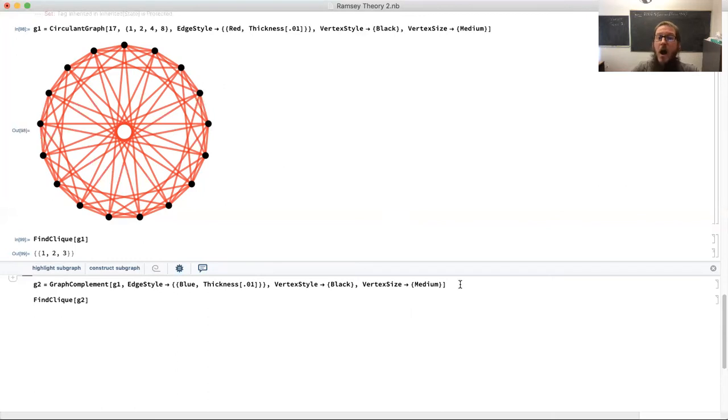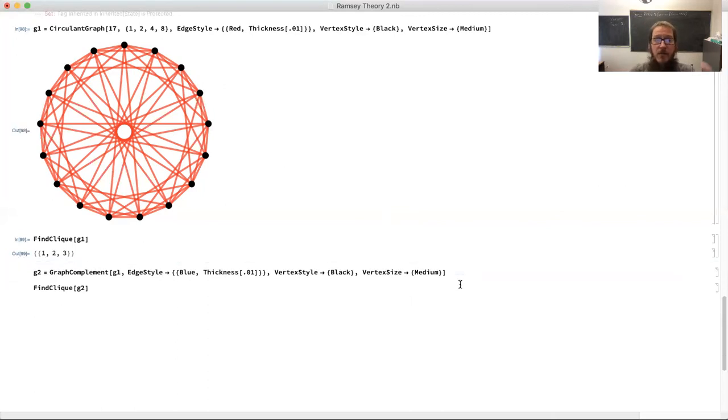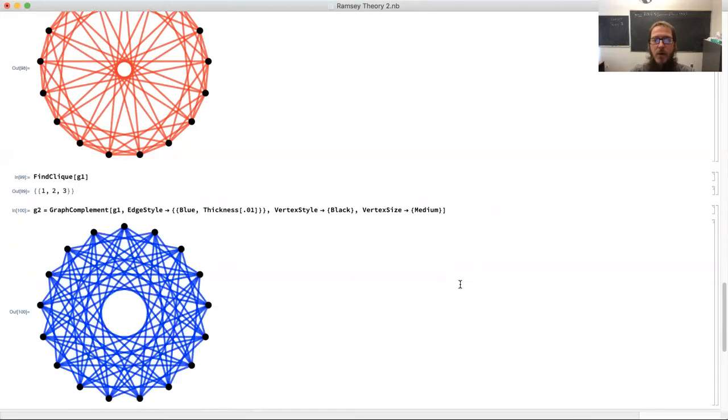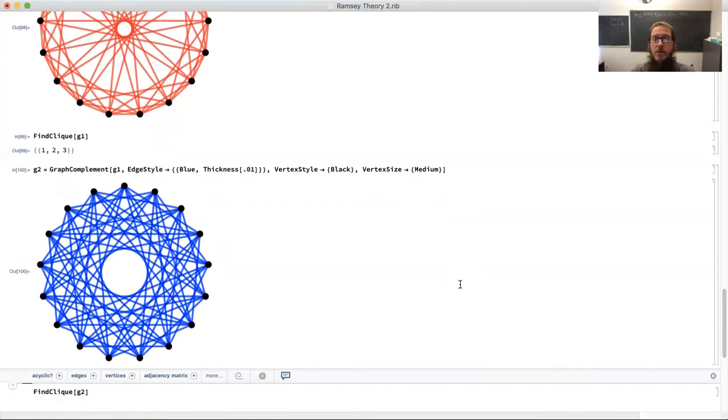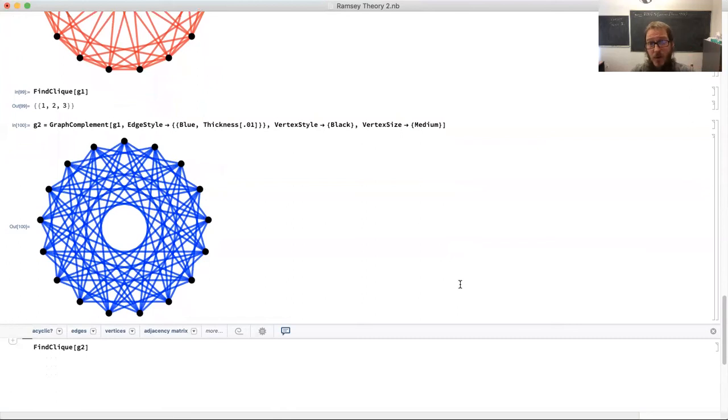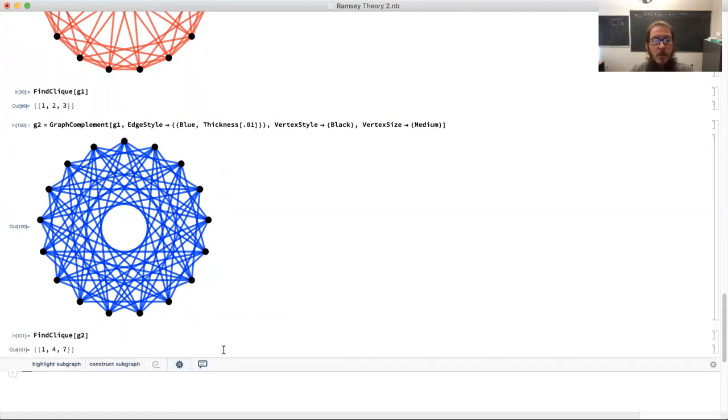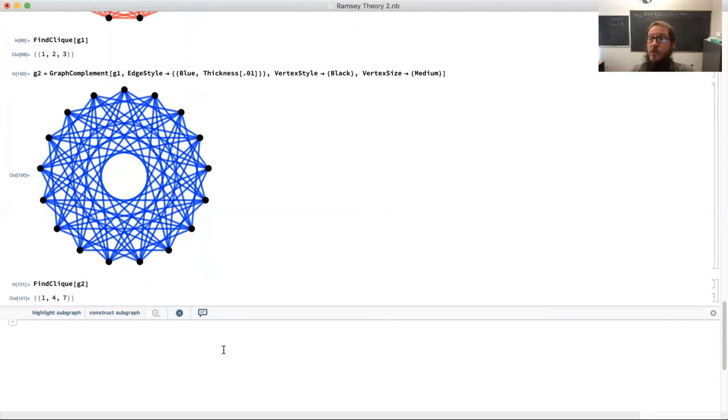Now, I want to look at the complement to this graph. Here, the second command that I have, I called G2 the complement to the first one, and I went ahead and colored it blue. So here's its complement. Once again, it's really hard to tell by looking at this whether or not there are any K4s. So if I use my find clique command, what do you know? I get 1, 4, 7 forms a triangle, but there's no K4s anywhere in here.